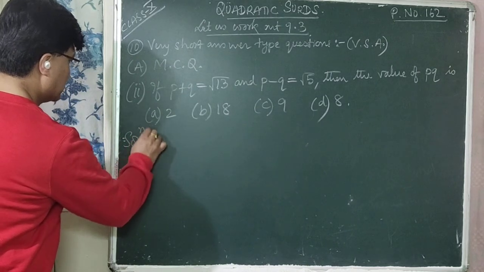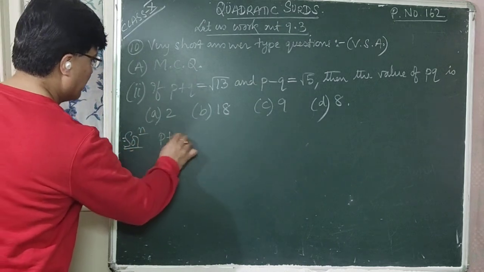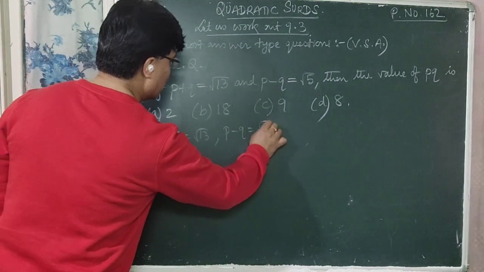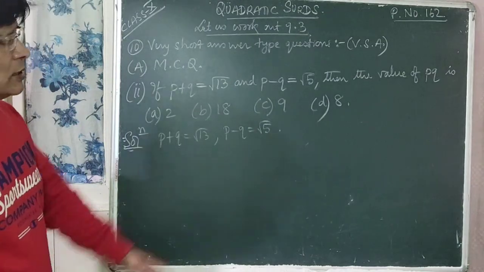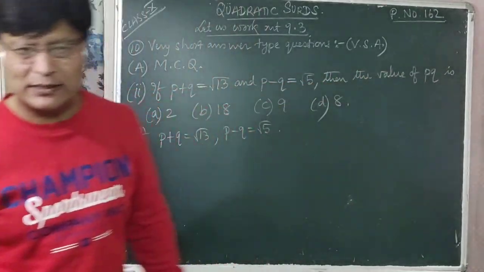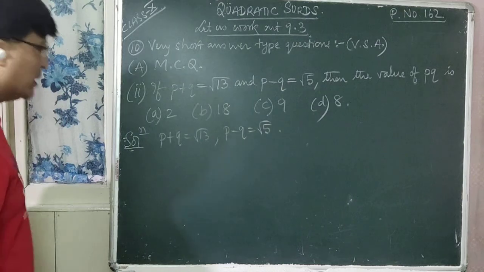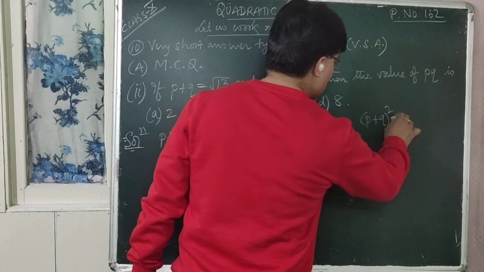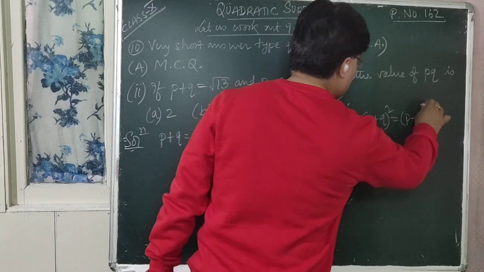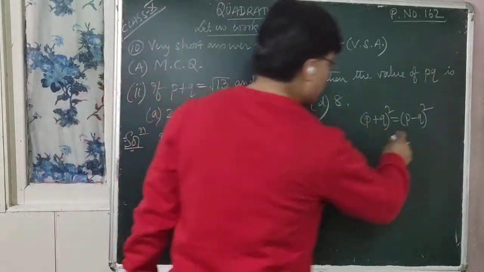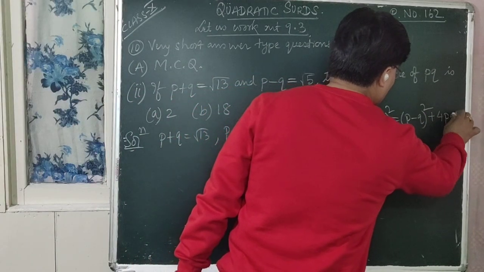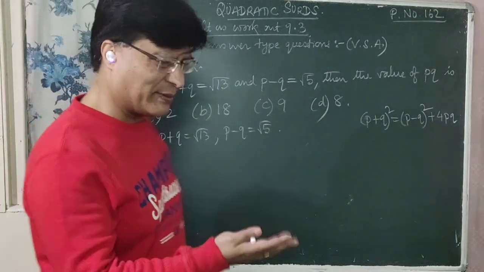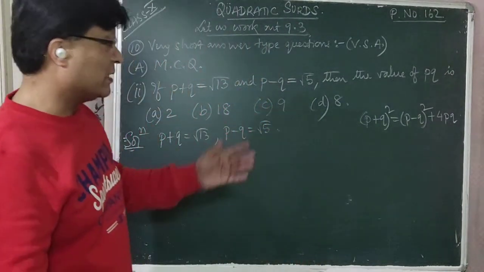So the solution is, what is given here? P plus Q is equal to root over 13 and P minus Q is equal to root over 5, right? So you have to get the value for PQ, okay? In this case you should know this formula. The formula is P plus Q whole square is equal to P minus Q whole square plus 4PQ. You should know this formula, right? I think you have done it in class 7, 8 or 9.